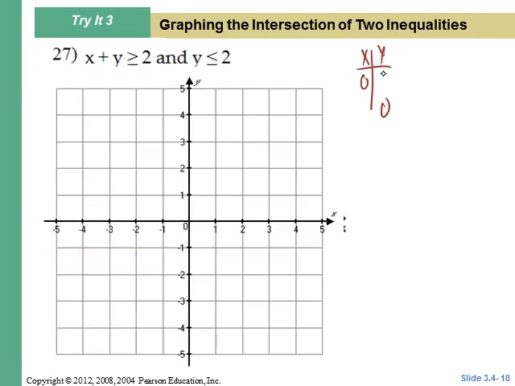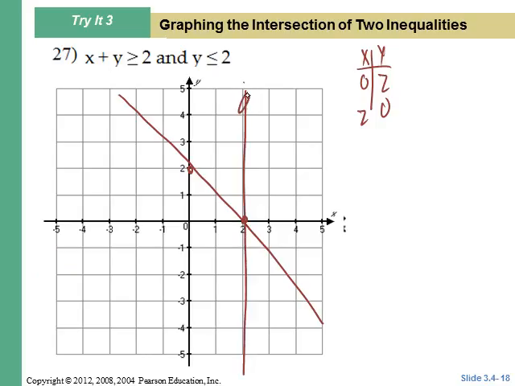All right, so 0, 0, 2, and 2. If x is 0, y is 2. If y is 0, x is 2, and it's a solid line. And y is 2 is a solid line.